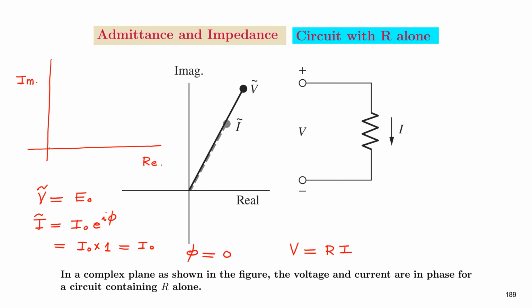Therefore, we can plot the voltage like this. So this is voltage, and the current, which will be having a phase difference of phi equal to 0, can be represented like this. That is, in a complex plane, the voltage and current are in phase for a circuit containing R alone.